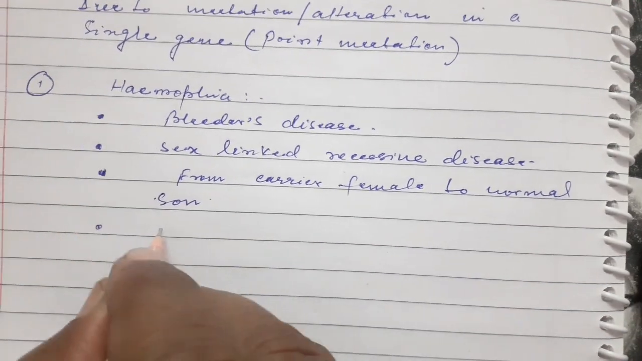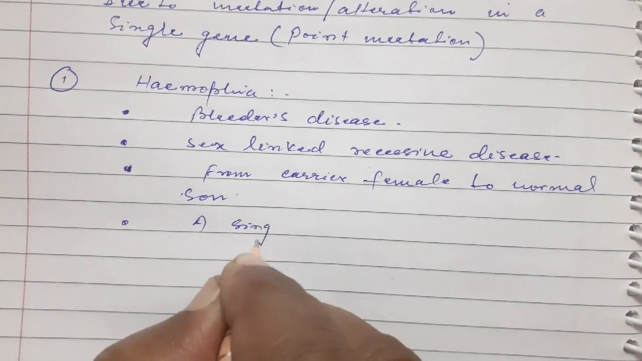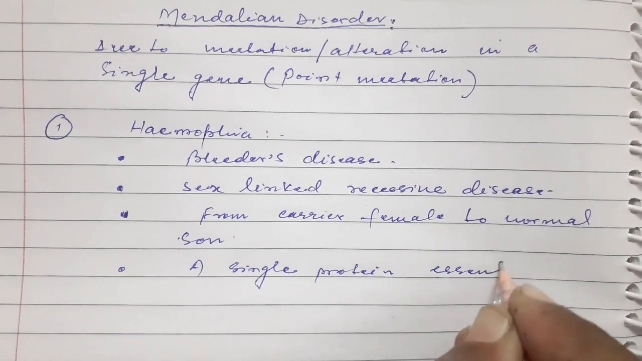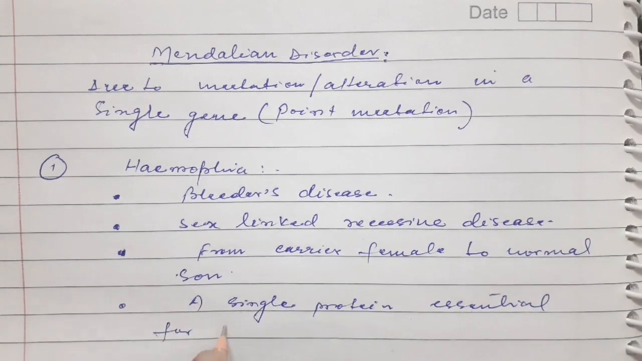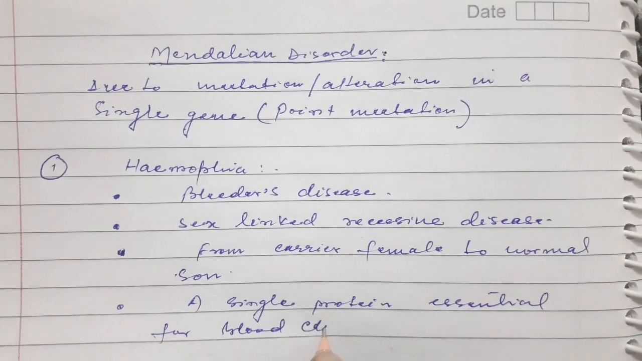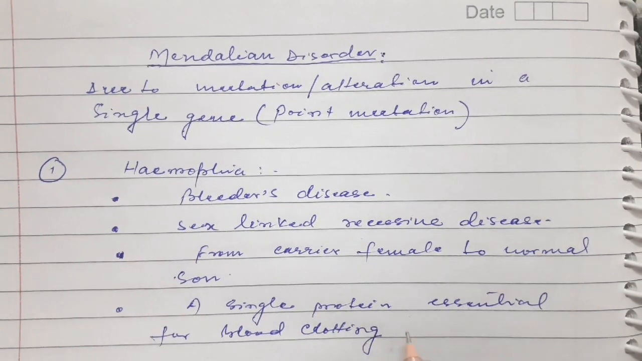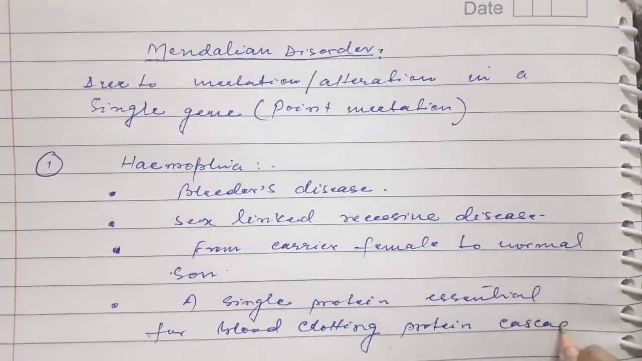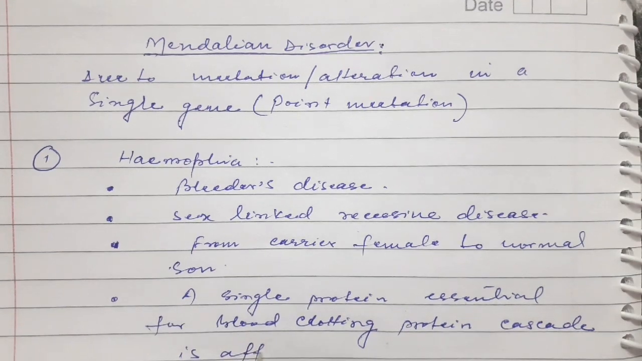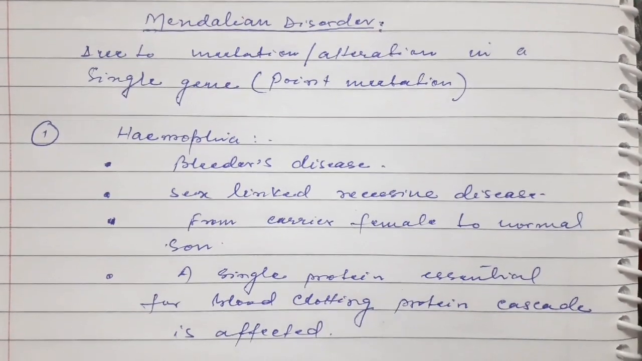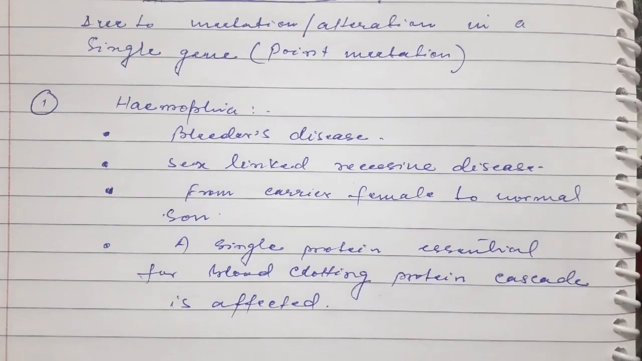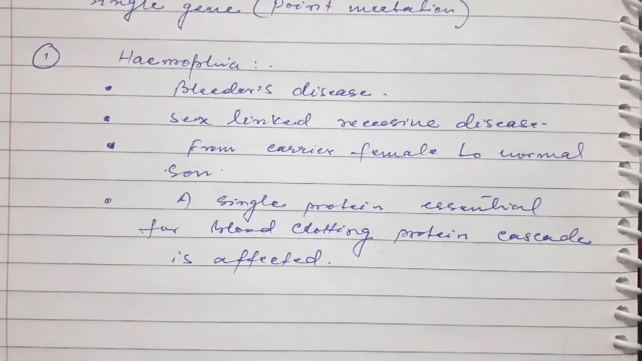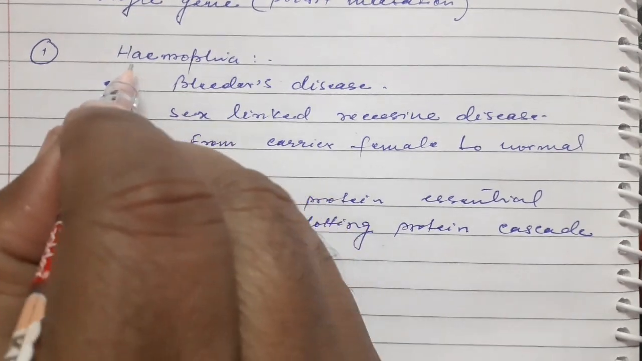And a single protein essential for blood clotting, the protein cascade, is affected. Means the proteins involved in blood clotting form a cascade mechanism in which one single protein is affected, and due to lack of this protein, this bleeder's disease occurs.